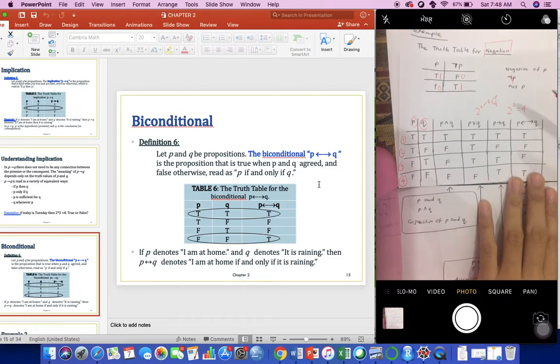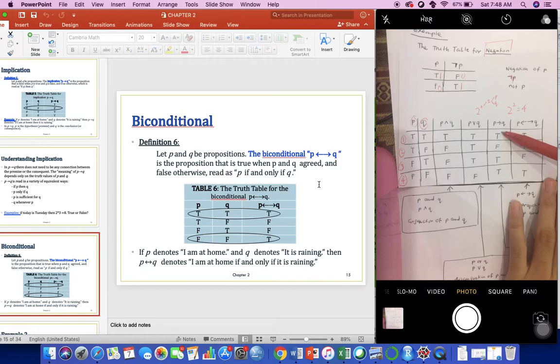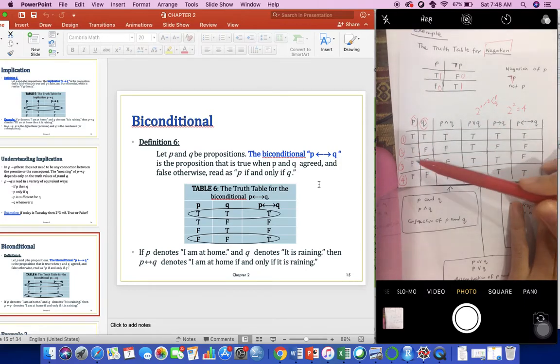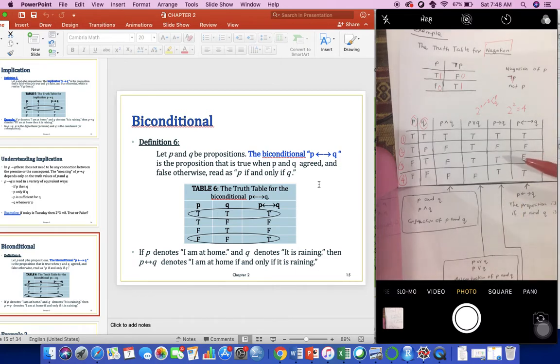Okay, how about the if then? For the if then: true, true gives true; true, false gives false; false, true gives true; false, false gives true. And the last one is if and only if: for true, true, true; true, false, false; false, true, false; false, false, true. Okay? Alright, so I mark here.